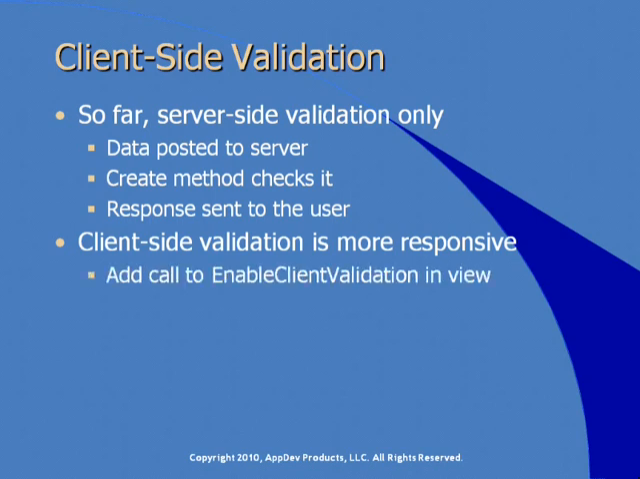Now, to enable client-side validation, you need to add a call to the Enable Client Validation helper method to the view. For all of the built-in validation helper methods and data annotations, simply calling this method at the top of a view is going to cause the application to generate client-side JavaScript code to provide this rich client-side user experience. So let's see how this works.